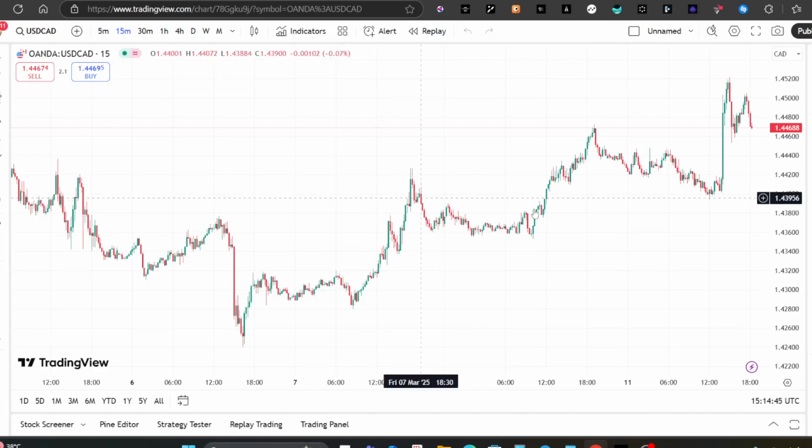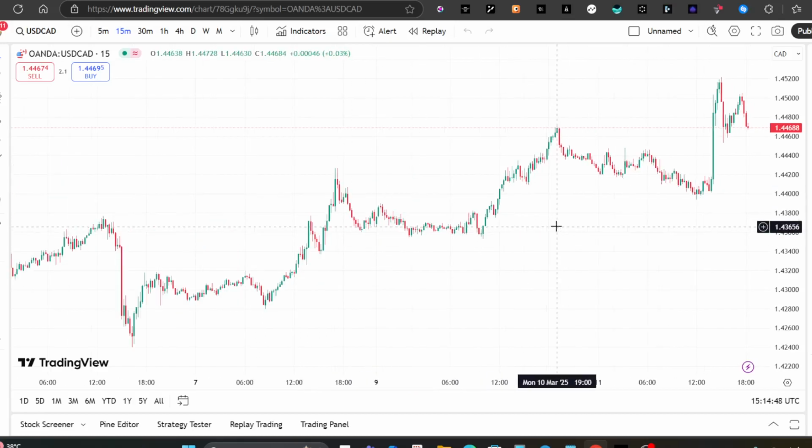Without stop loss and take profits, you are either leaving your trade completely exposed to the market or relying on emotions to decide when to exit. And trust me, that is not a good strategy. Now, let us go over how to set them up on TradingView.